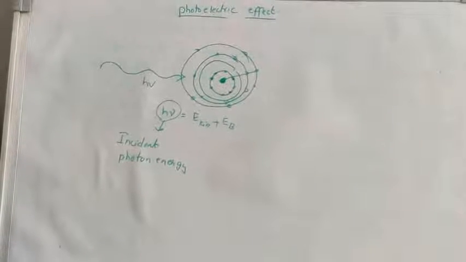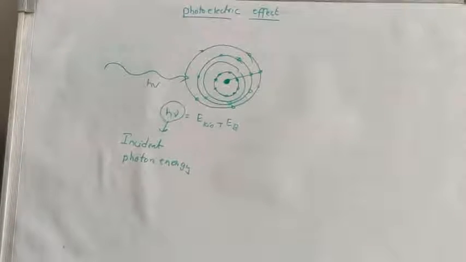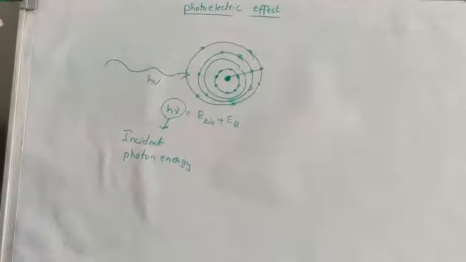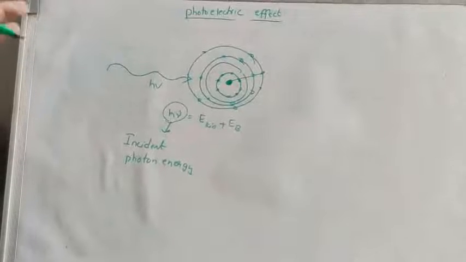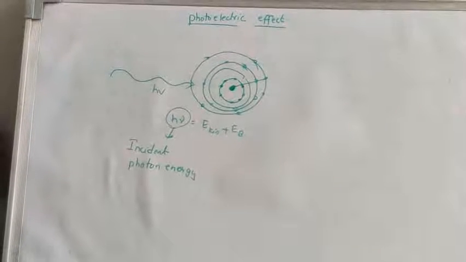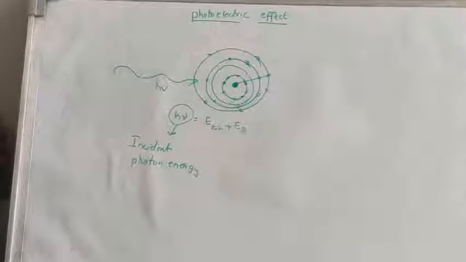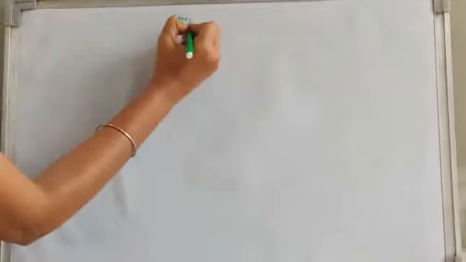We have given the formula for binding energy for different orbitals and so on. This is what we covered in the previous lecture. Today we are going to learn about the Compton effect. Today's concept is the Compton effect.